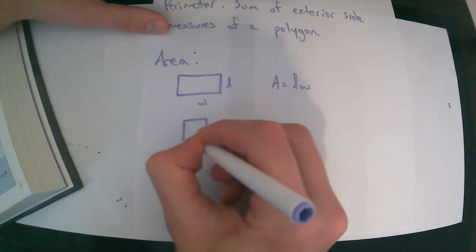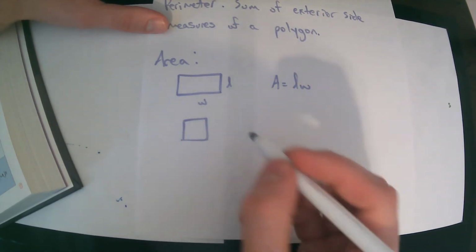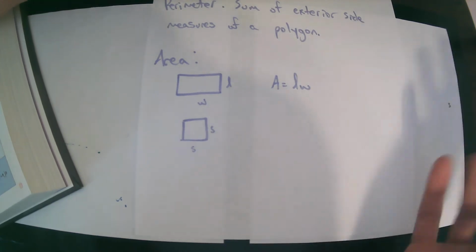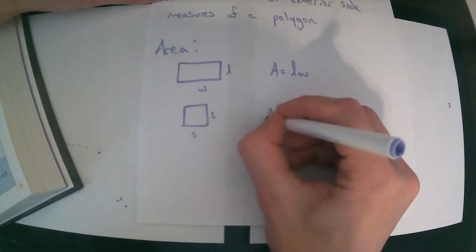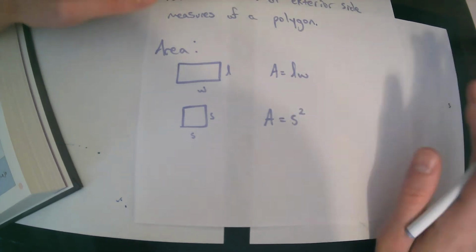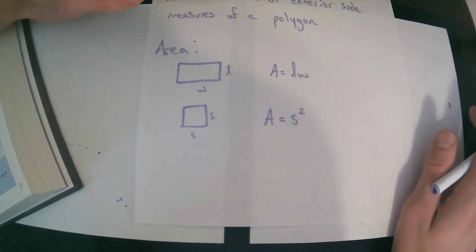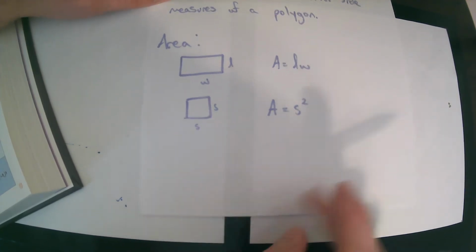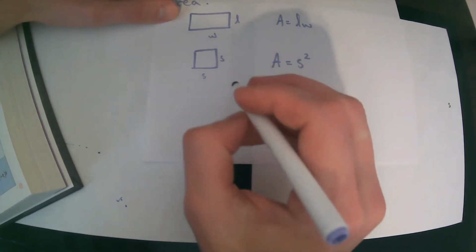We have squares, which if we called it length and width again, it would be the same formula, but traditionally we say S for the side measure of a square. It doesn't matter. It's going to be the same, S times S, which is S squared. But again, it's the same formula, right? Just different notation, just different letters.